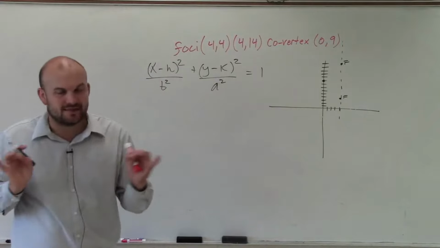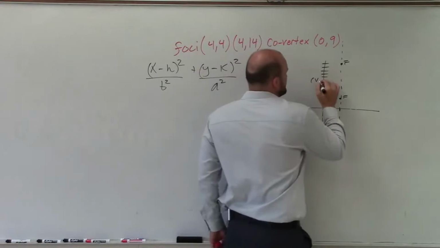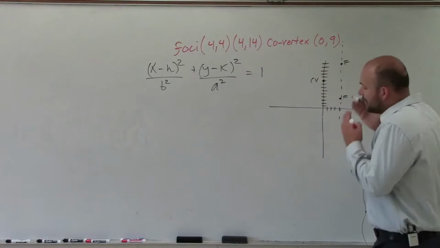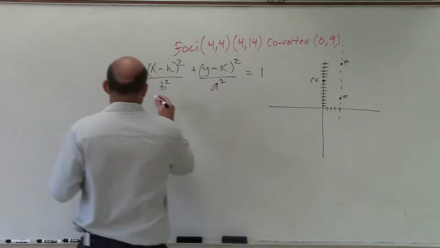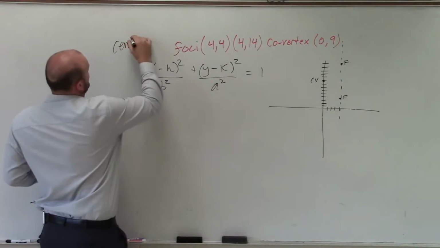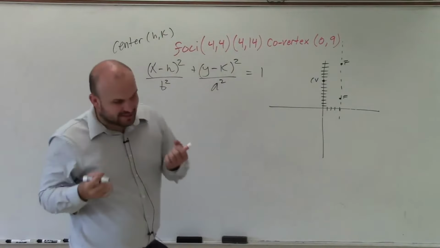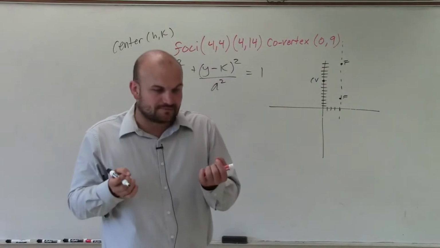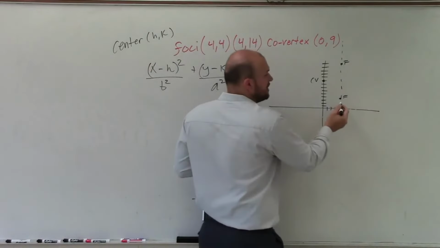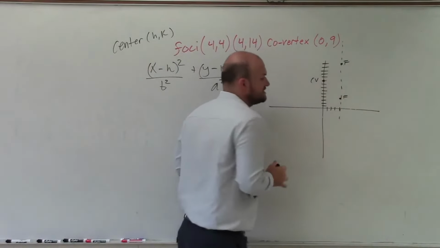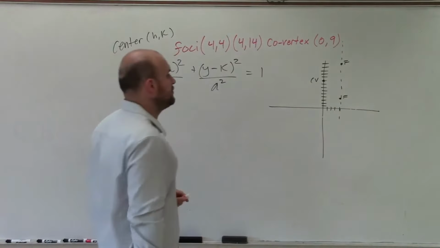I'll get to the a and the b in just a second. The next thing here is one covertice. Now notice that, again, we're trying to determine the center, and the center of an equation is in the form of h, k. Well, what's nice about the center is that it is the half distance between your two foci, as well as the half distance between your two covertices, and the half distance between your two vertices, which we don't have anything for yet.